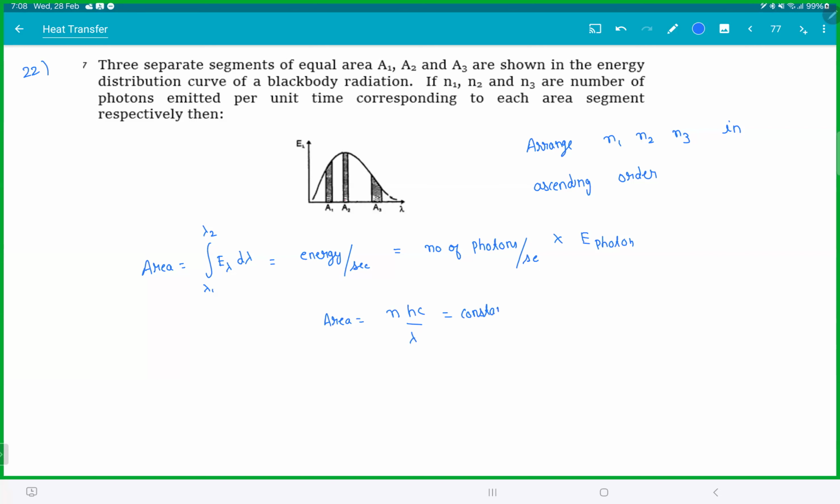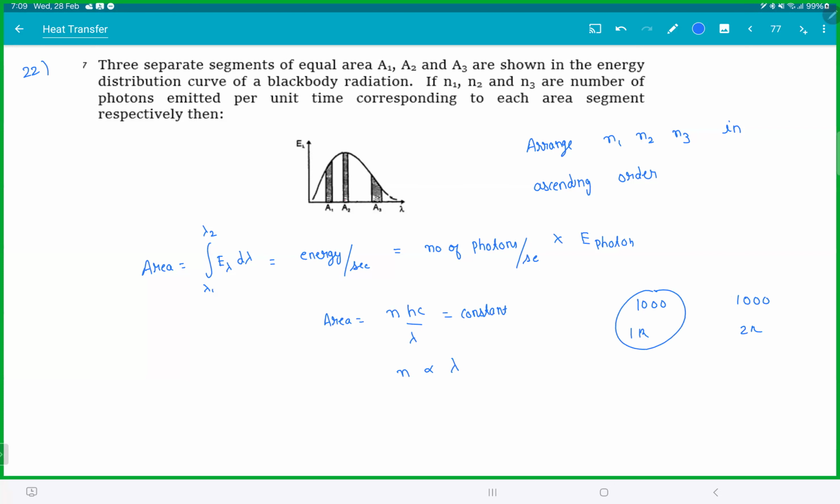H is constant, C is constant. Therefore, the number of photons is proportional to lambda. Think of it like this. Let's say you have 1,000 rupees. I also have 1,000 rupees. But you have all 1 rupee coins. I have all 2 rupee coins. Who has more number of coins? The 1 rupee guy, right?